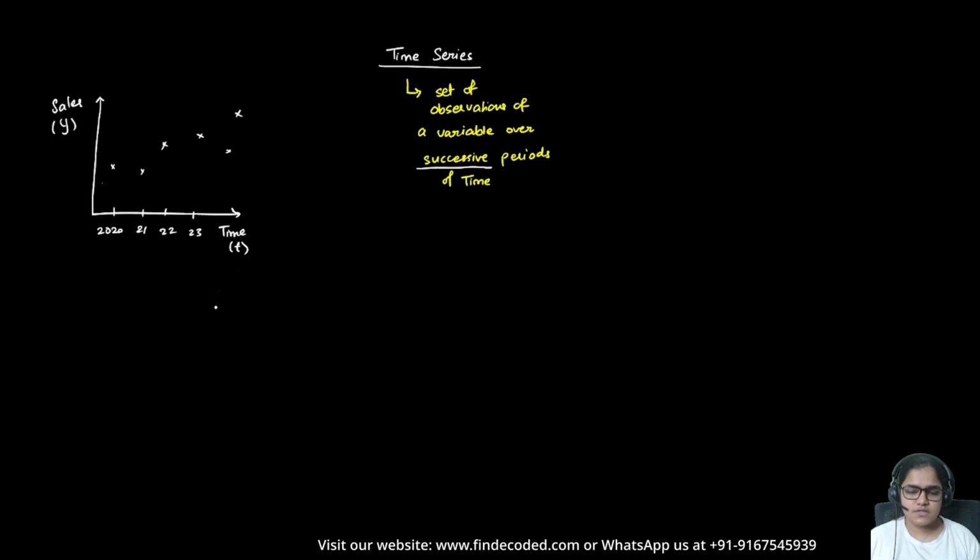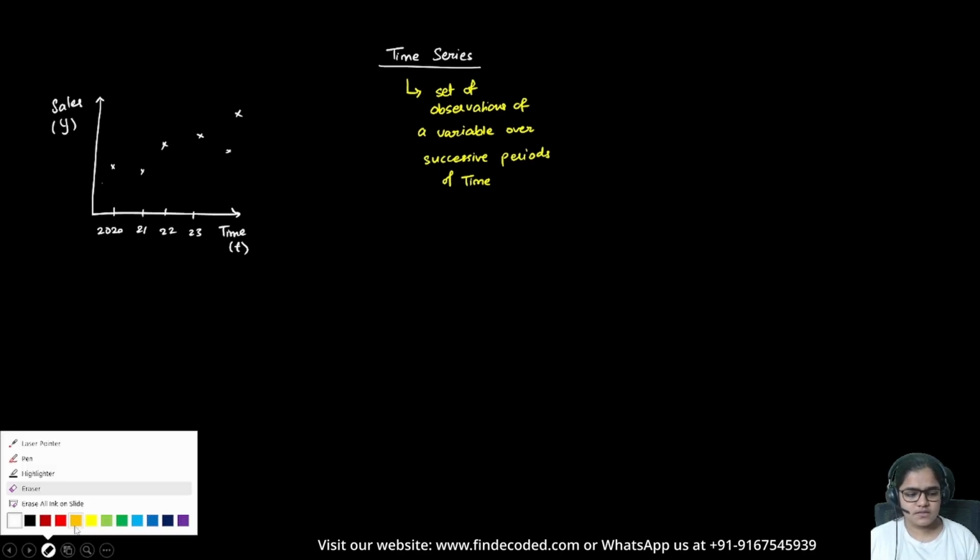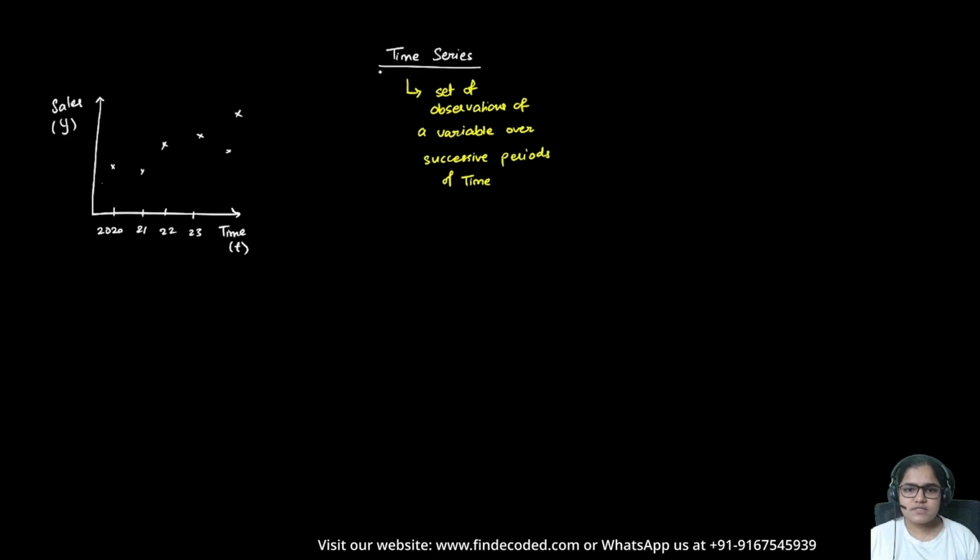The word successive here is important, which means that I need to maintain continuity in time. I need to take consecutive time periods. I cannot say that I'm talking about year 2020, then year 2021, then I don't want to capture the sales of year 2022 and directly want to capture sales of year 2023. This does not work. It needs to be successive periods of time. There needs to be continuity involved. Then only can we call it a time series. It's very obvious that I'm not going to break the time like this.